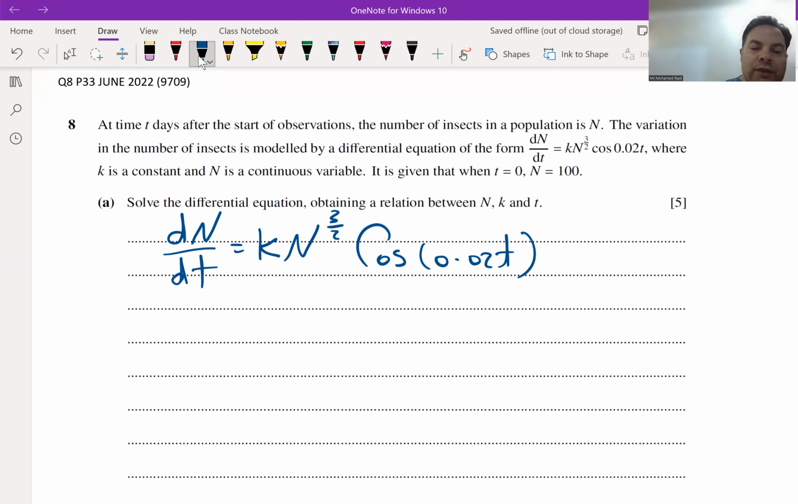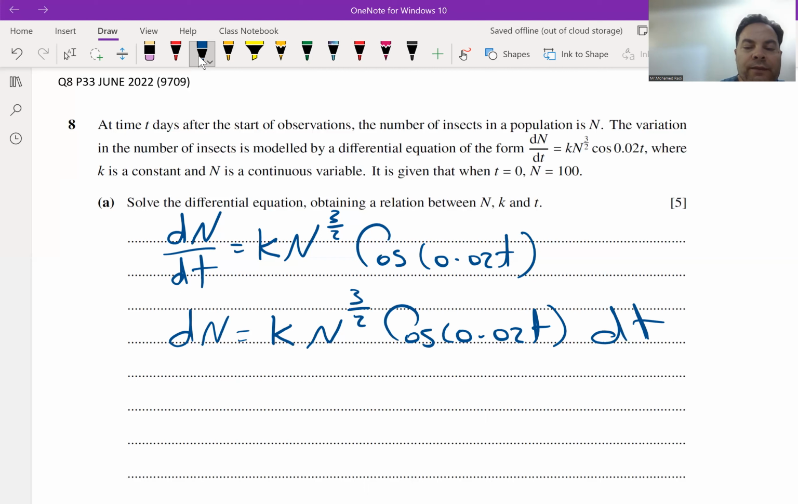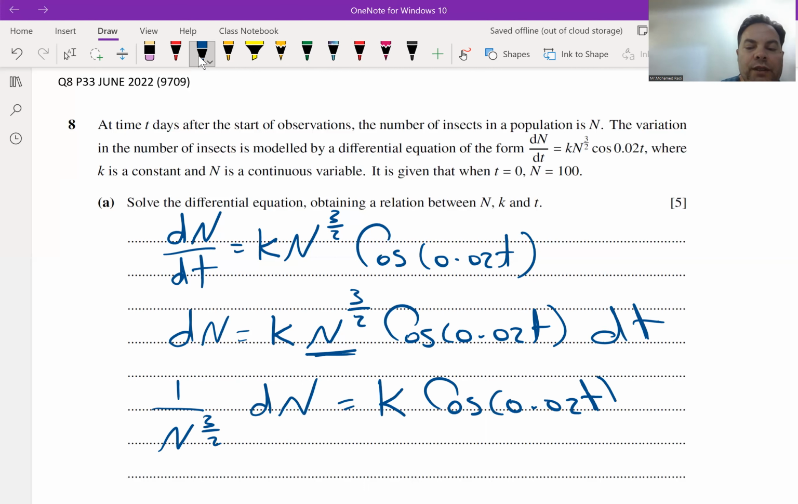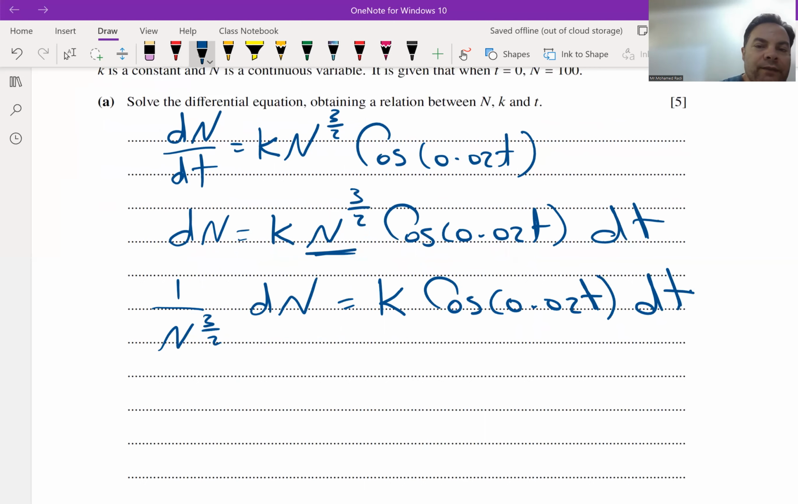First, we'll start to separate the variables, n with n and t with t. dn is equal to k n to the power of 3 over 2 cosine 0.02t multiplied by dt. Move n to the other side: 1 over n to the power of 3 over 2 dn is equal to k cosine 0.02t dt. Now we'll start to integrate both sides.